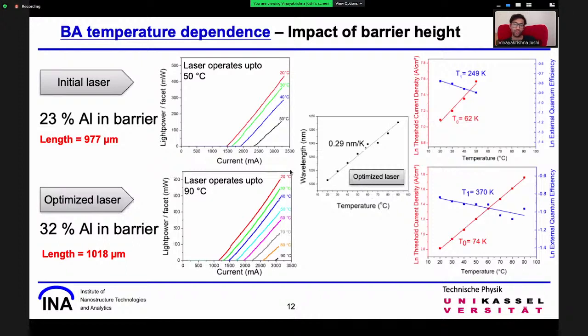And when we plot the variation of wavelength with temperature, we observed 0.29 nanometer per Kelvin for the optimized broad area laser, and it shows a stable ground state transition. And the impact of the barrier layer improvement for the carrier confinement is further supported by plotting the threshold current densities and the external quantum efficiencies against the temperature for deducing characteristic temperatures T0 and T1. Basically, the higher the characteristic temperature values, the better the temperature stability of the device. And here we have a difference of 12 Kelvin for T0 and 121 Kelvin for T1, which is about 50% improvement from the initial laser.